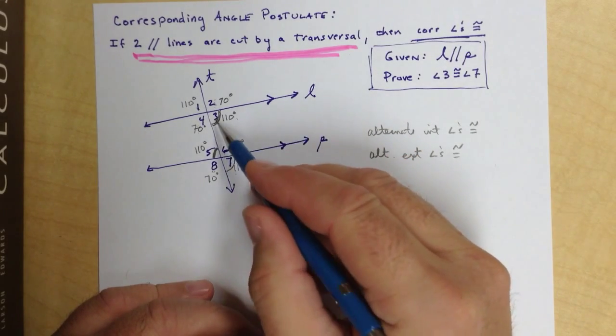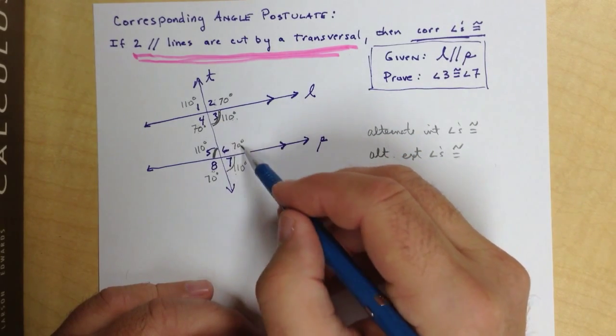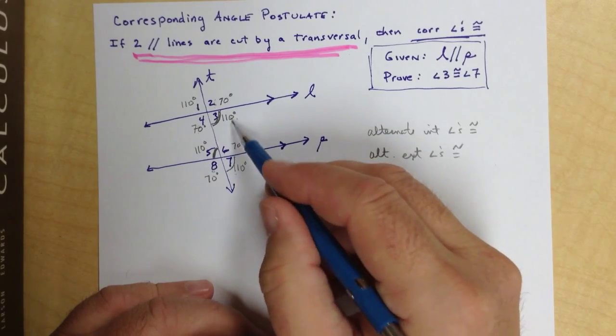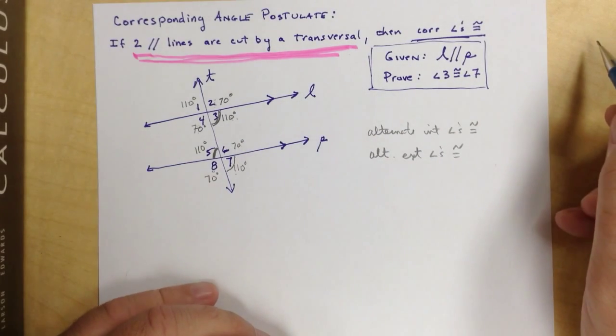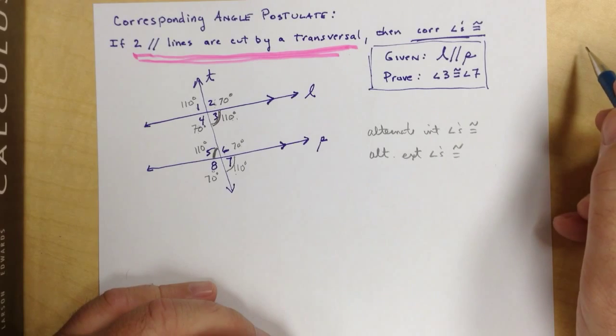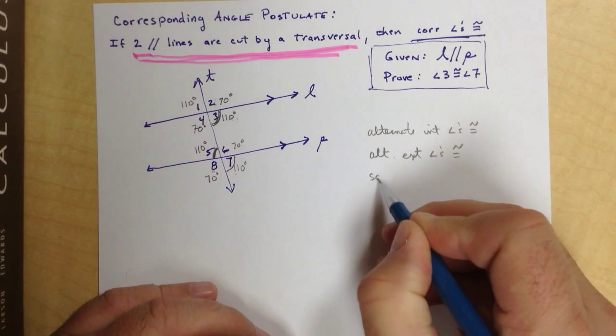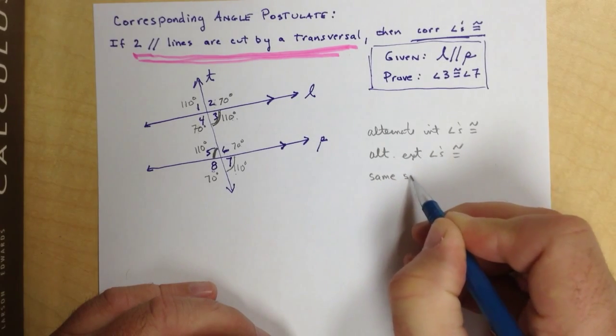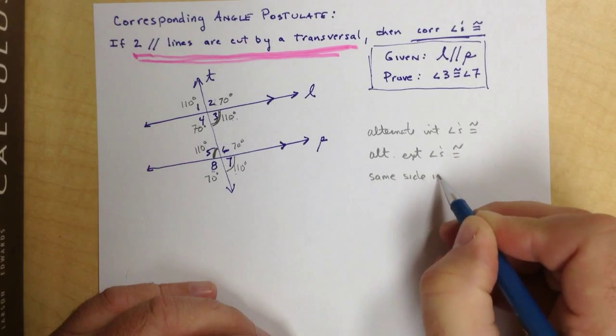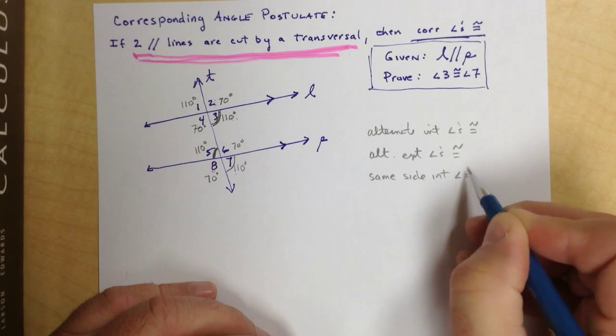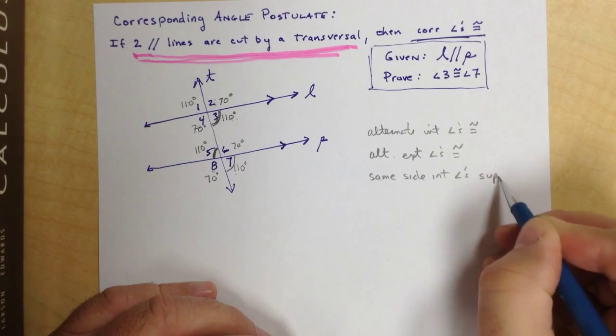What about 3 and 6? What do you notice about same side interior? Well, they're not congruent because 110 and 70 are not congruent. But what's the relationship between 110 and 70? That's right. Same side interior angles are supplementary.